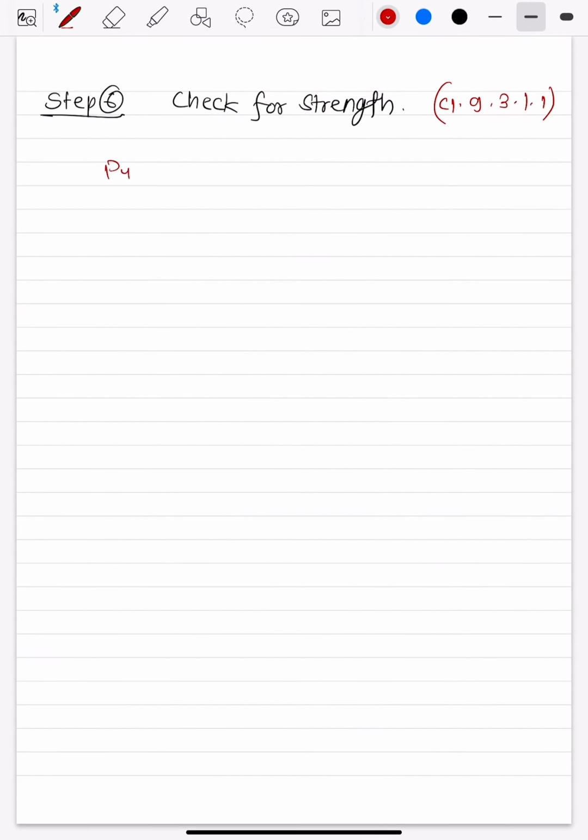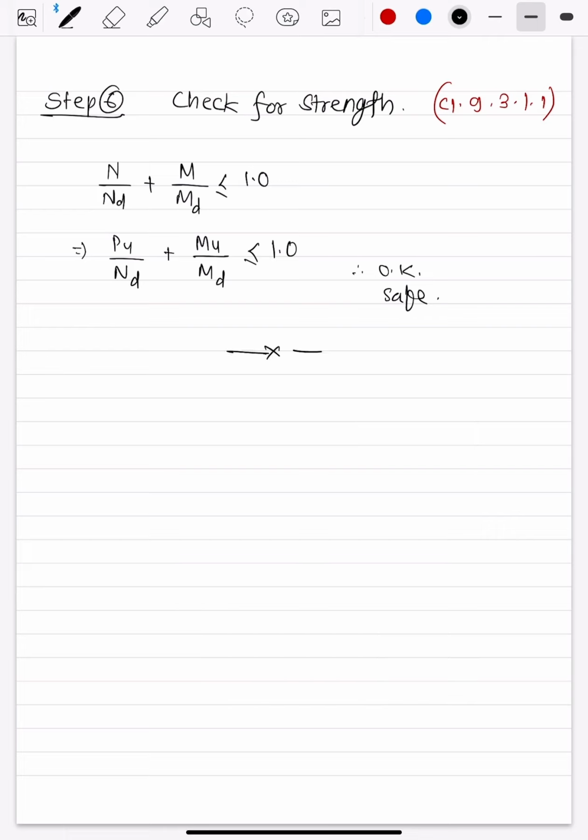So Pu upon Nd plus Mu upon Md should be less than or equal to 1.0. That's how in our terms we write it, and this comes out to be less than or equal to 1. Then, therefore, okay. And this much are the steps for solving the beam column problem.